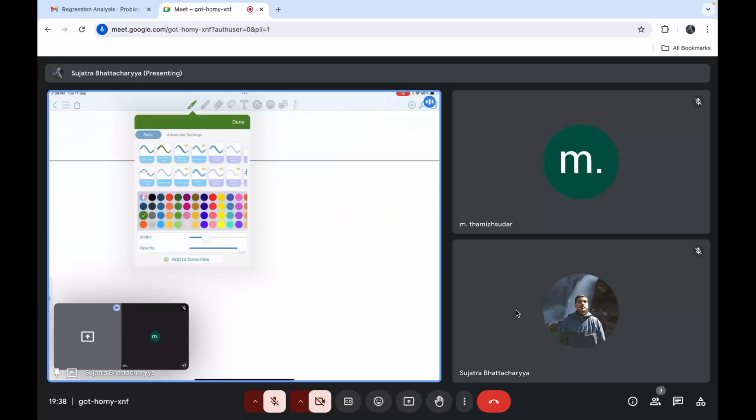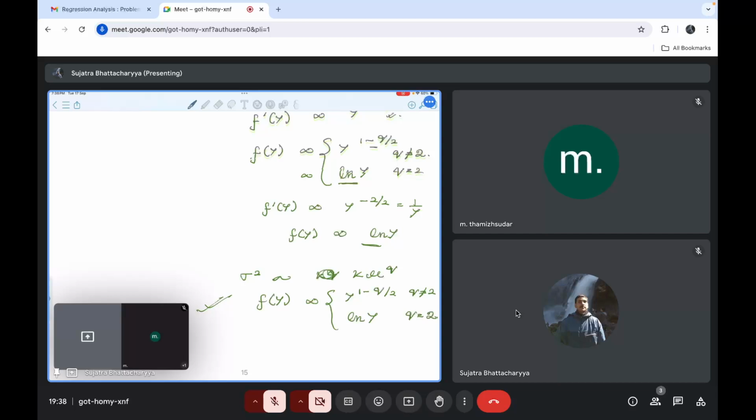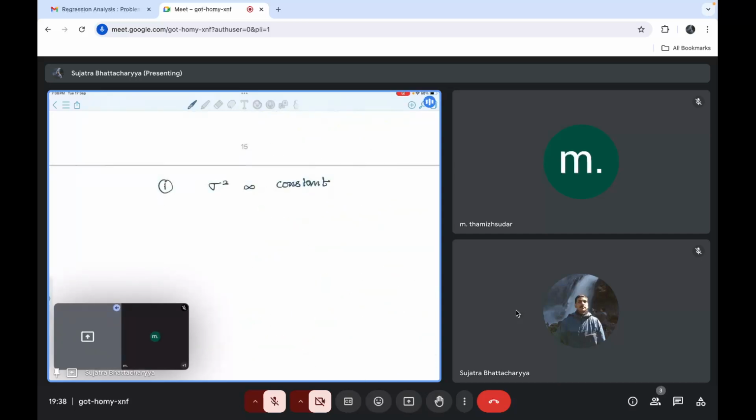Okay. So based on this, we have certain expressions. Let me list all those. It is already listed in the lecture notes. So this is sigma square. Suppose it is equal to constant. So constant means mu to the power 0. So sigma square is constant means that you don't need anything. So no transformation is required. That is absolutely fine.